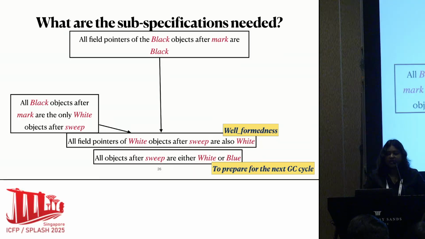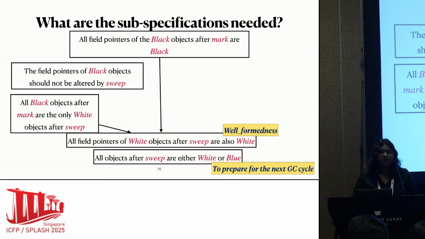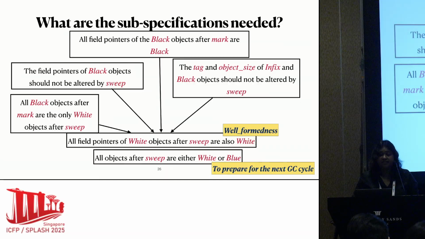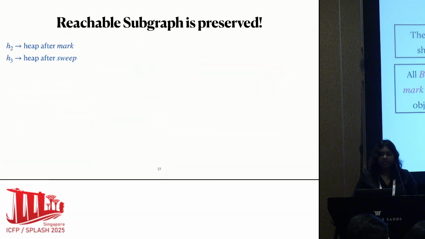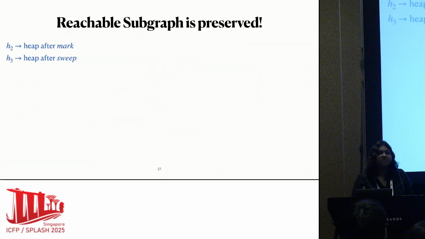In order to prove that, we need two more extra conditions, which say that the field pointers of black objects should not be altered by sweep, as well as the tag and object size of infix and black objects should not be altered by sweep. So with that only, we will be able to prove the well-formedness condition.